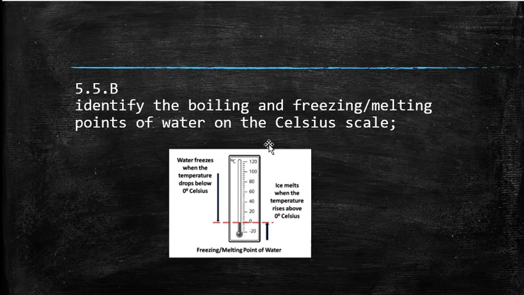Next is a pretty quick one, just 2 days on 5.5b. All scholars need to do is identify the boiling, freezing, and melting points of water. So just memorizing water is boiling at 100 degrees Celsius and freezing at 0 degrees Celsius.